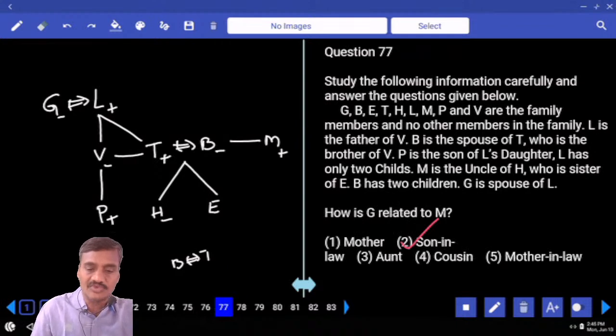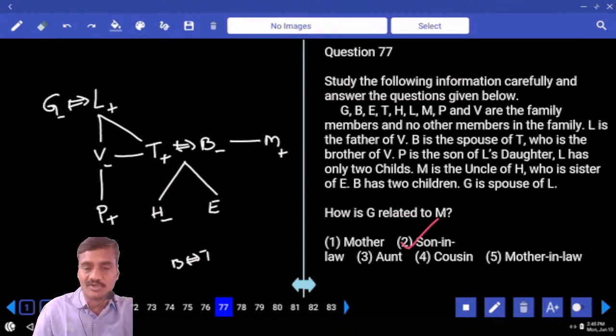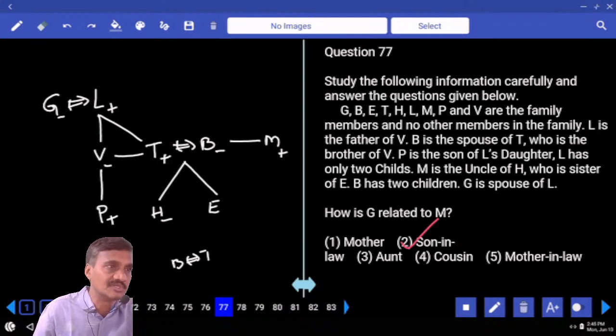And 77, how is G related to M? Yes, tell me how is G related to M here? Now M's sister's mother-in-law, isn't it? Now there is no direct relation between M and G. Now G is the mother-in-law of B. B is husband's mother. And G is the mother-in-law of B. That means M's sister's mother-in-law is the right answer.